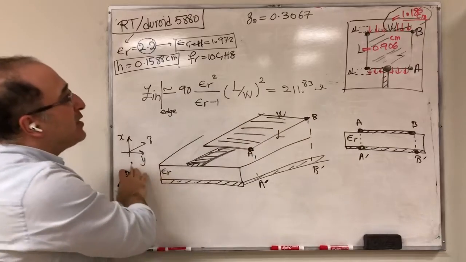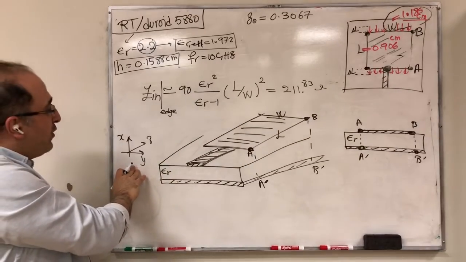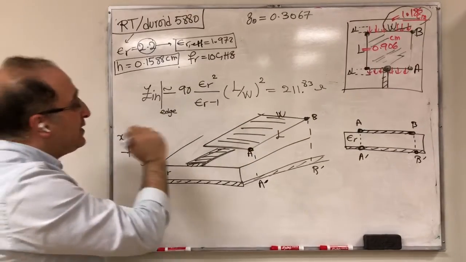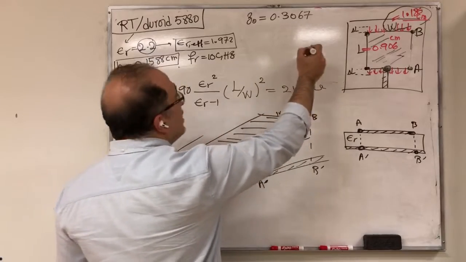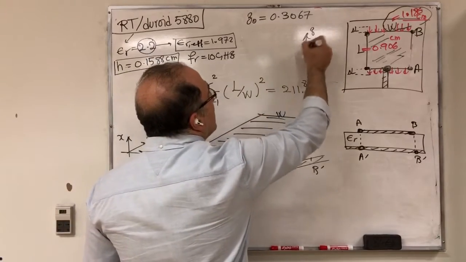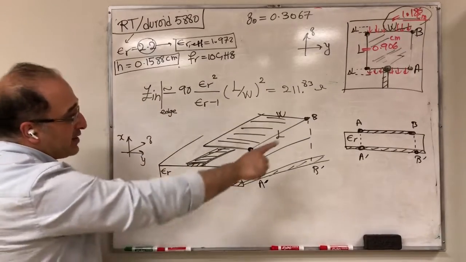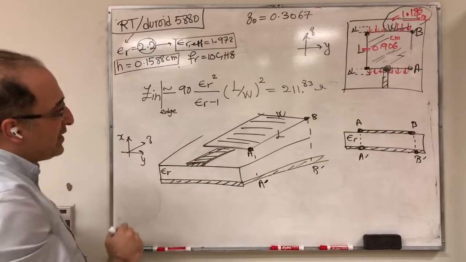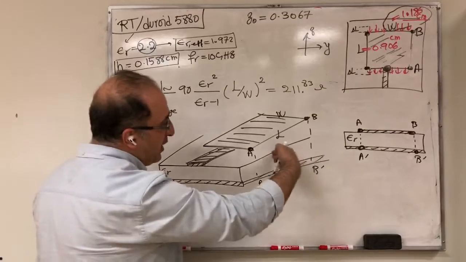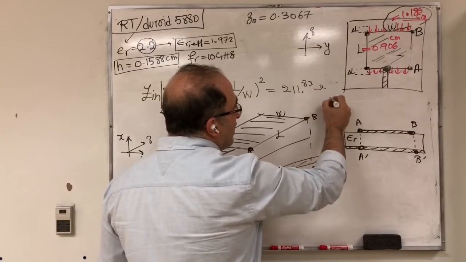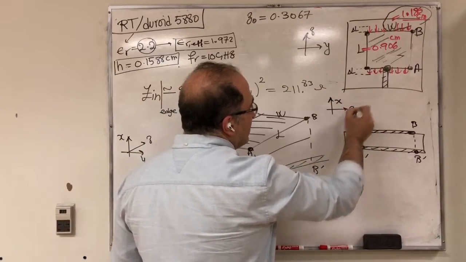So based on this coordinate, I'm on YZ in that case. So this is my Z, this is my Y based on that. And the side view would be my XZ plane. So I'm looking from here. So this would be my X and Z.